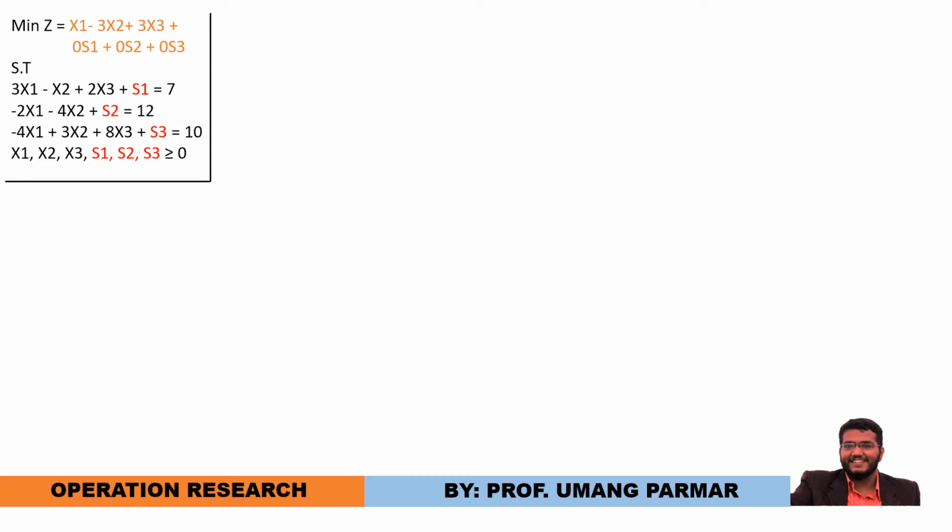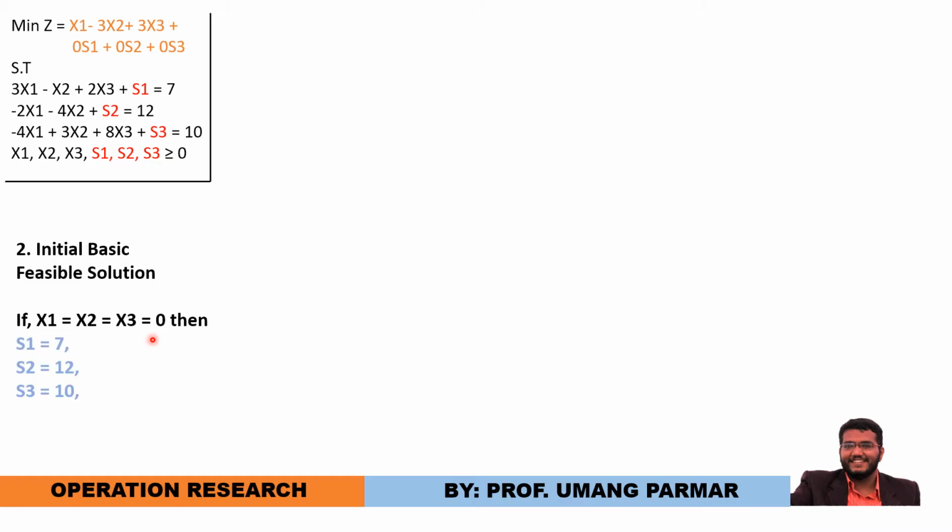After converting our linear programming problem into the standard formulation, now we are going for the initial basic feasible solution. In our initial basic feasible solution, first we take x1 equal to x2 equal to x3, and that equals 0. So we are taking the variables x1, x2, x3 as 0, and we find s1 equals 7, s2 equals 12 and s3 equals 10 from these three constraints, when we put x1, x2 and x3 equal to 0.